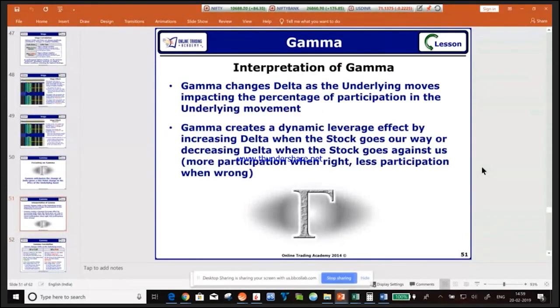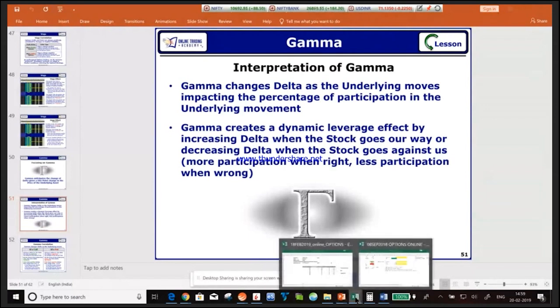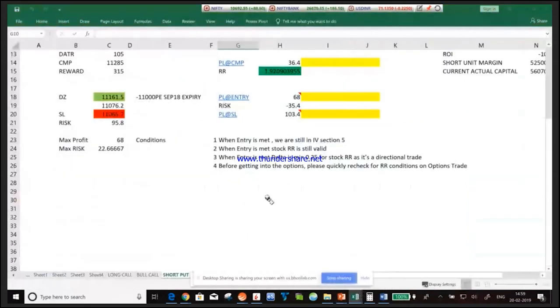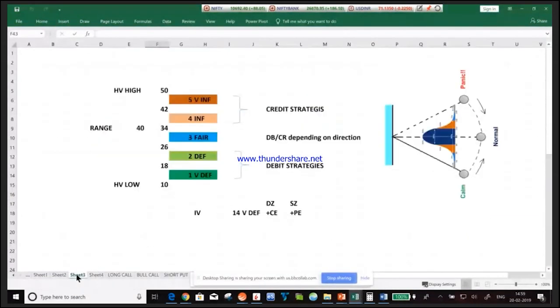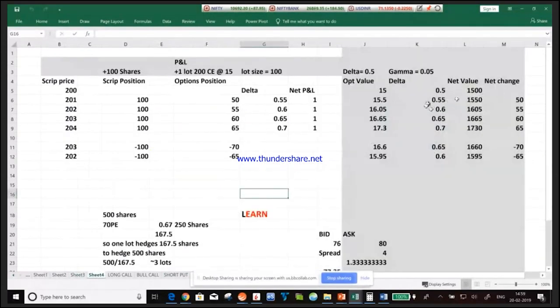Interpretation of gamma. Gamma changes delta as the underlying moves, impacting the percentage of participation in the underlying movement. Gamma creates a dynamic leverage effect by increasing delta when the stock goes in your favor and by reducing the delta when the stock goes against you. So more participation when right, less participation when wrong. Remember this example? Yes, more participation when right, lesser participation when wrong.